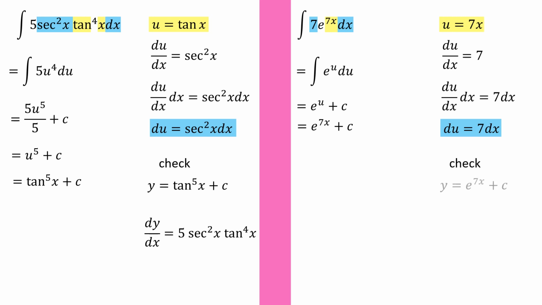If I want to check my answer, take the derivative. The derivative of e to the x is just e to the x. So the derivative of e to the 7x is just e to the 7x. But then the chain rule says peek inside. Derivative of 7x is just 7. And there we go.